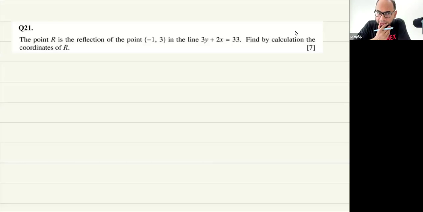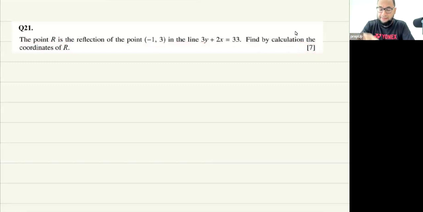So now let's look at this question, one of the trickiest questions of coordinate geometry. The question says the point R is the reflection of this point. They have not assigned any alphabet to it. In this line, 3y plus 2x is equal to 33. Find by calculation the coordinates of R. It's for 7 marks. Now that's a lot of marks.